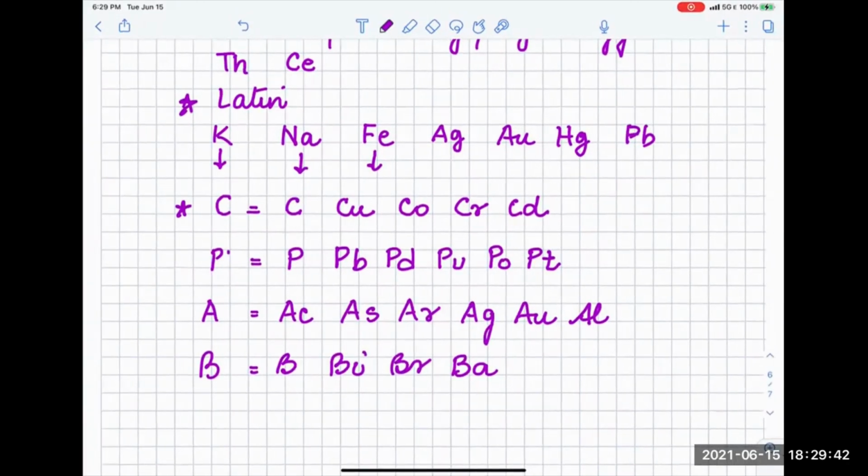Just like professors have to remember the names of the students also, right? So you guys also have to remember, start memorizing it, okay?